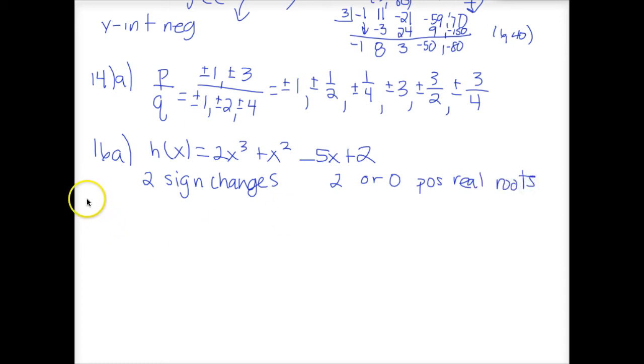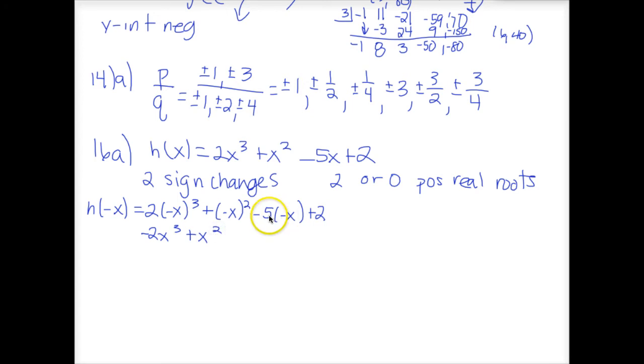Remember, to find the negatives, you have to do h of negative x. So 2 times negative x to the third plus negative x squared minus 5 times negative x plus 2. This would give me negative 2x cubed plus x squared plus 5x plus 2. So the sign changes here. This is negative and this is positive, so that's 1. This isn't 1, this isn't 1. So there's 1 sign change in h of negative x, which means that there is 1 negative real root.